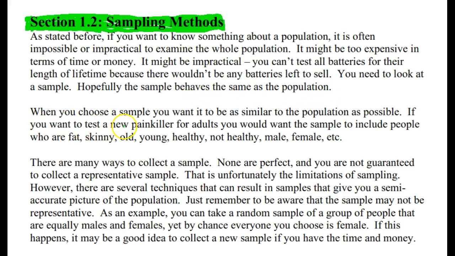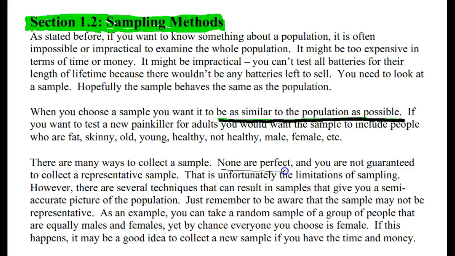So when you choose a sample, you want it to be as similar to the population as possible. If you want to test a new painkiller for adults, you would want the sample to include people who are fat, skinny, old, young, healthy, not healthy, male, female, okay, all these other different variables that we think might play a role. There are many ways to collect a sample.